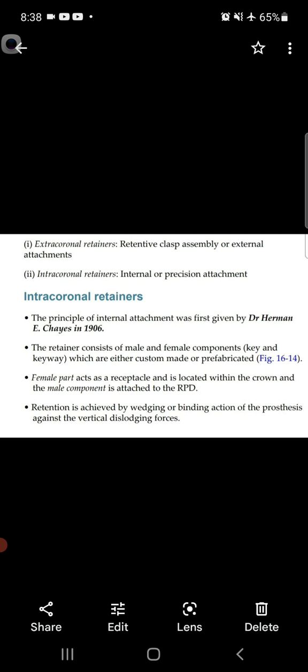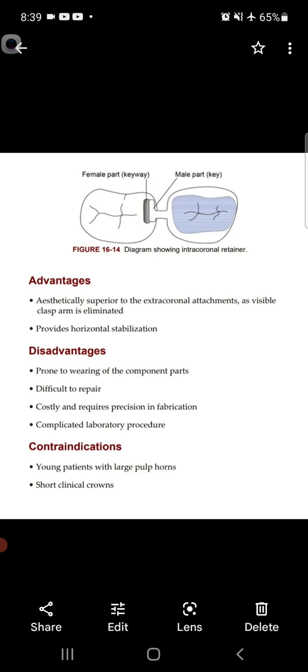Now first we discuss intracoronal retainers in detail. The principle of internal attachment was first given by Dr. Herman E. in 1906. The retainer consists of male and female components. Look at this diagram of the intracoronal retainer, male and female component. The female part is a keyway, a hole present in the tooth, and the male part, the key, is inserted in this hole and is attached with the RPD.